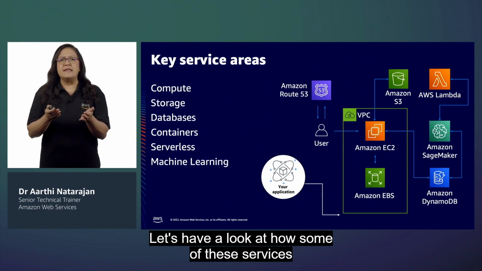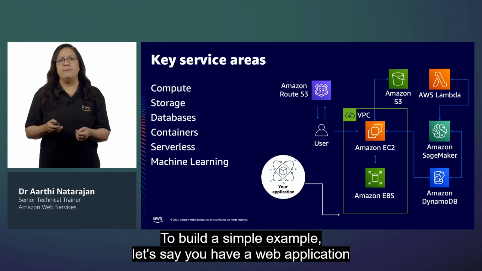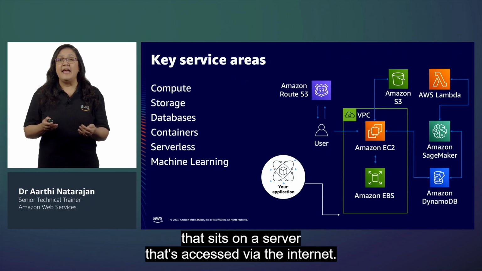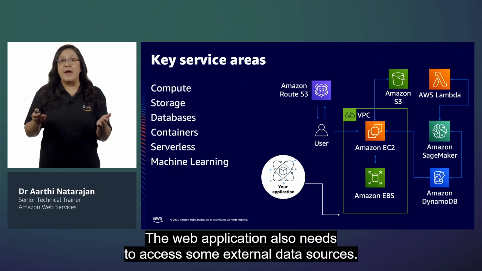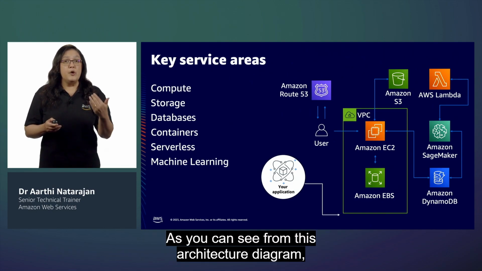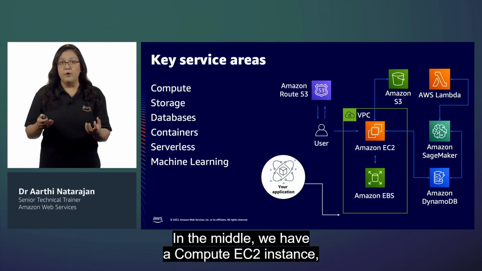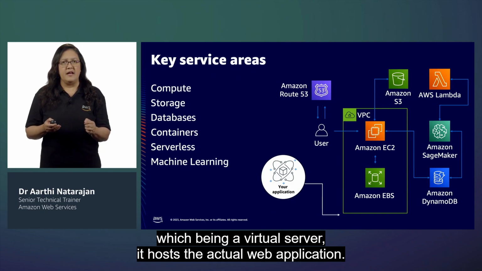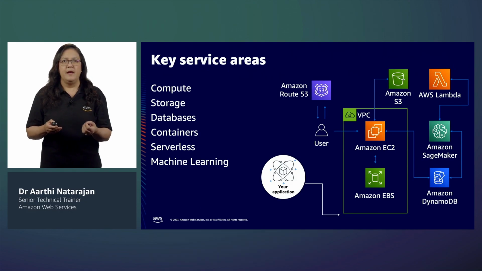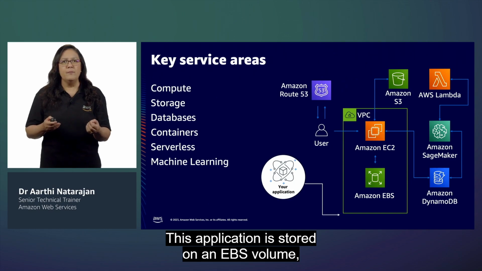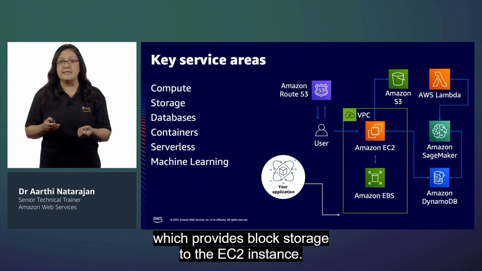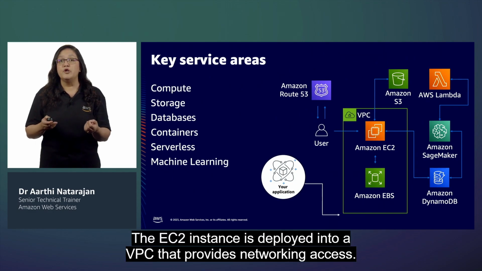Let's have a look at how some of these services can be orchestrated together to build a simple example. Let's say you have a web application that sits on a server that's accessed via the internet. The web application also needs to access some external data sources. As you can see from this architecture diagram, we have different services connected together to build our architecture. In the middle, we have our compute EC2 instance, which being a virtual server, hosts the actual web application. This application is stored on an EBS volume, which provides block storage to the EC2 instance. The EC2 instance is deployed into a VPC that provides networking access.